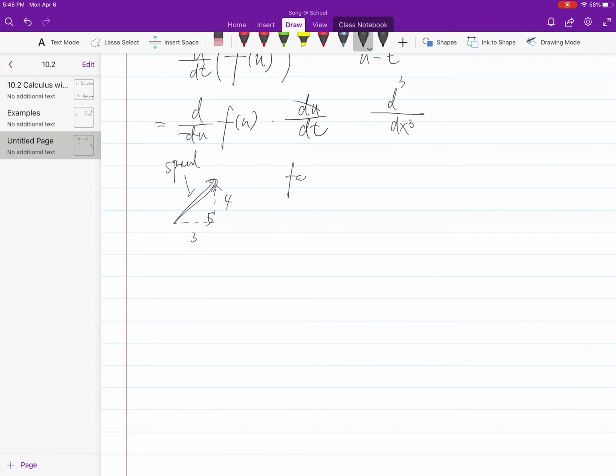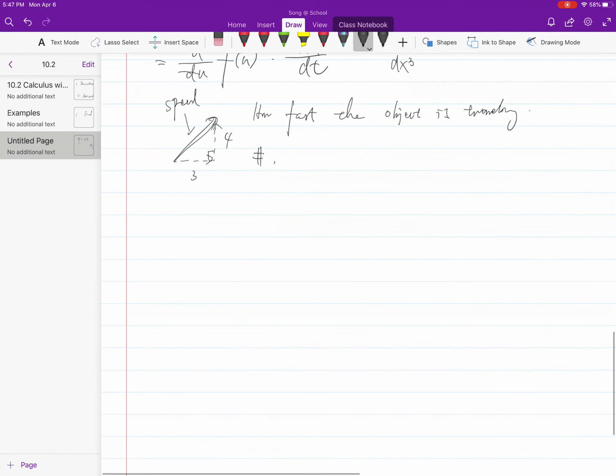For this thing, we define it to be the speed, which is how fast the object is traveling. Okay, so it should be a number. It should not have any directions, right? I'm traveling at 20 miles per hour, no matter if it's to the north, to the left, to the bottom, or to the right, or southeast, whatever. And meanwhile, it should combine the vertical and horizontal velocity. And from here you can see it's very easy. It's going to be a Pythagorean theorem.